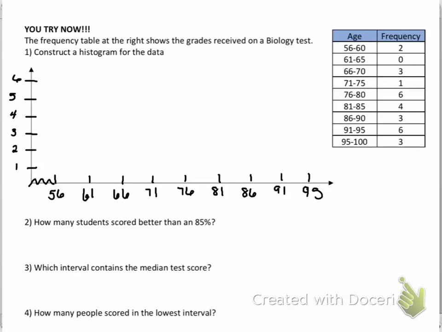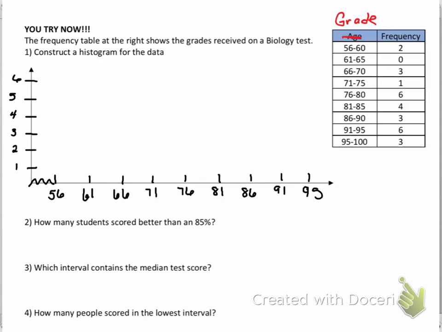And finally, why don't you try creating your own histogram? I have a typo here. This should say grade, not age. I have no idea where age even came from. It says the frequency table at the right shows the grades received on a bio test. Construct a histogram. What I've already done is I've put out my numbers. Why don't you copy them down and create your own histogram?